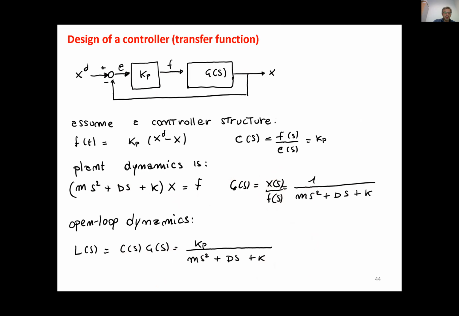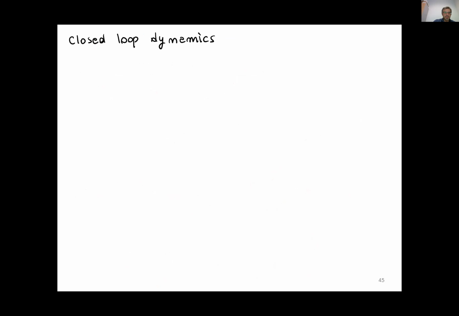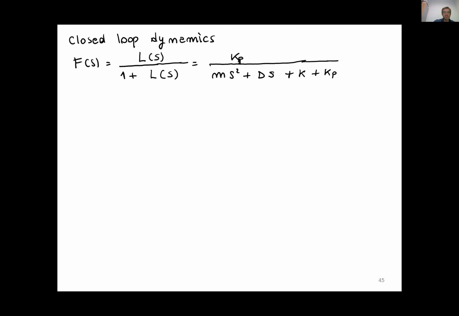Then to compute the closed loop dynamics, we apply the rules we just learned on the feedback. We know that it is the forward path divided by 1 plus, because we're using a negative feedback, the transfer function on the feedback line, that is 1, times again the transfer function on the forward path. And if you do the computation, you get something like this.